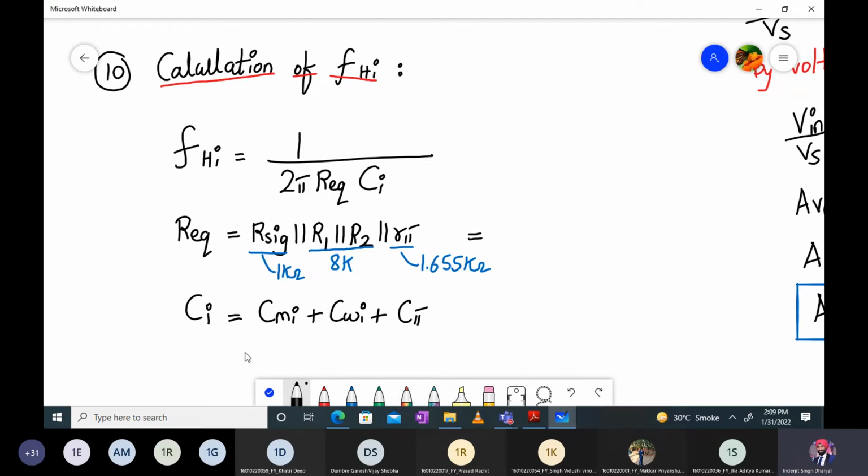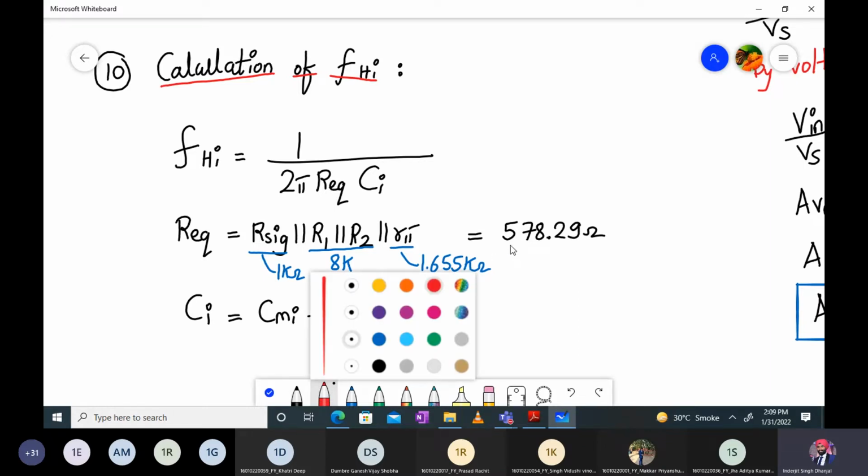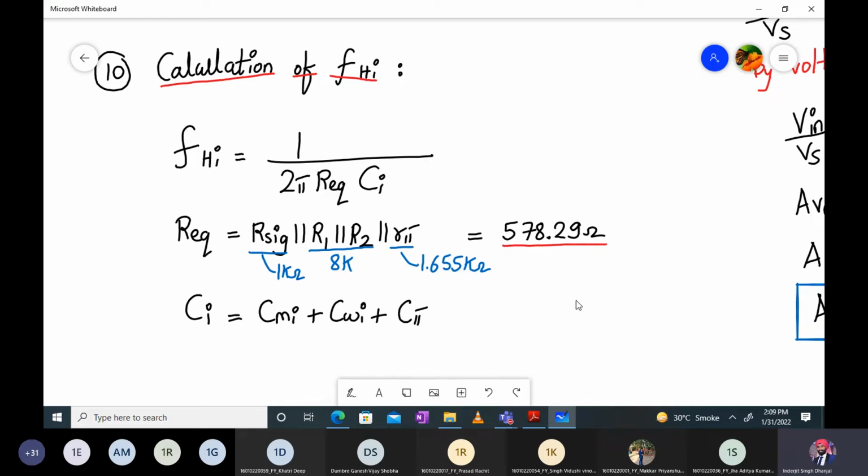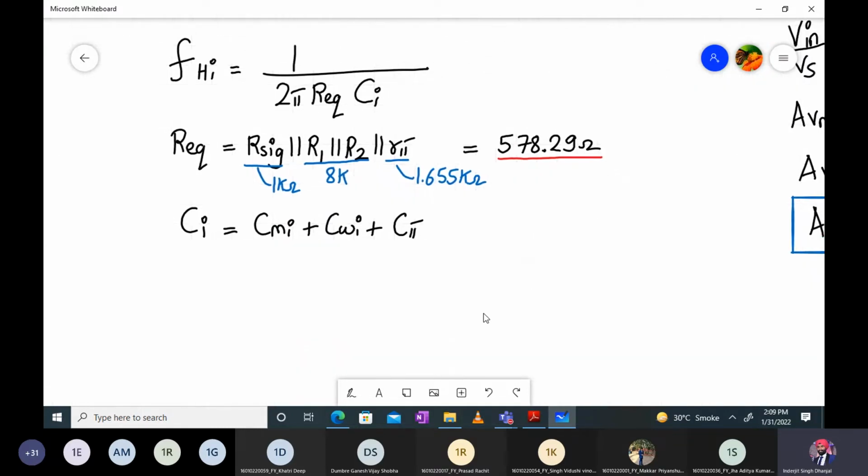Okay, if you have your calculator with you, calculate the parallel combination of these three. You should get close to 578 ohms. Roughly you should get 578.29 ohms. Please, one of you confirm the answer if you have already got it. R equivalent will be 578.29 ohms. Please confirm this.